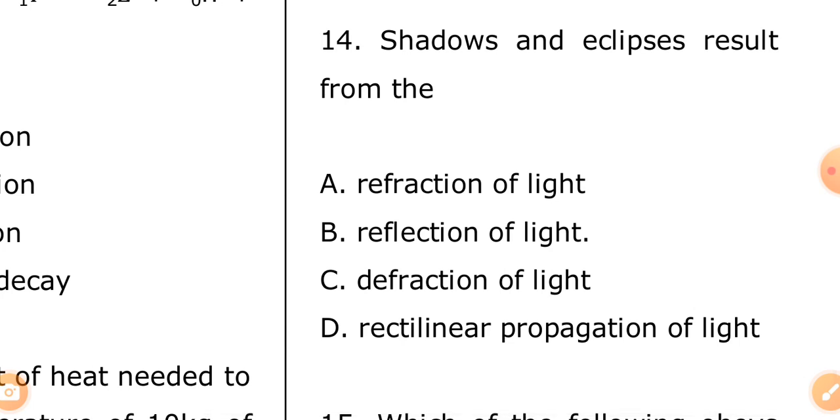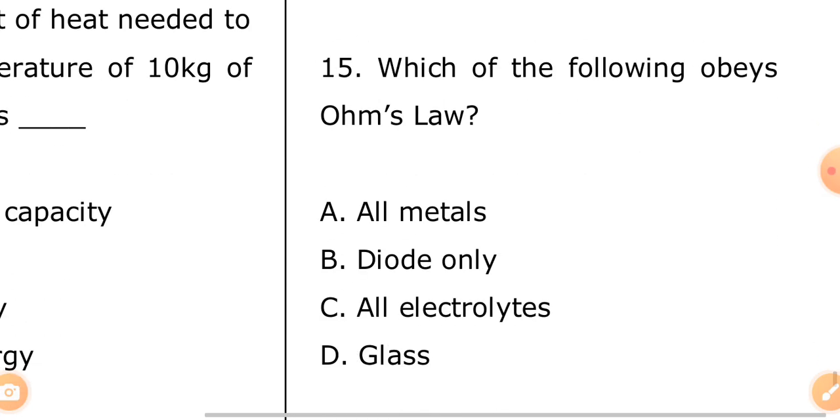Okay, shadows and eclipses result from the dash: A, refraction of light, reflection of light, diffraction of light, rectilinear propagation of light. The answer actually is D, rectilinear propagation of light. Now I want to give you a second assignment. I want you to tell me the difference between refraction of light and reflection of light.